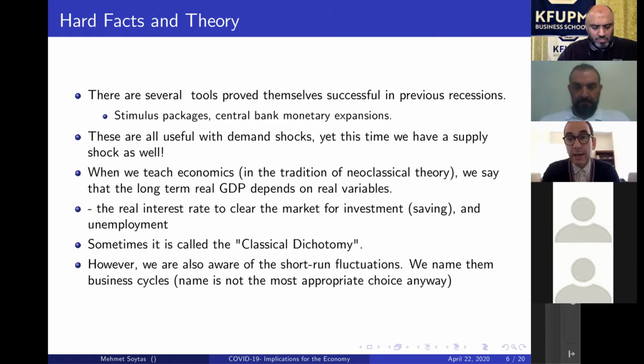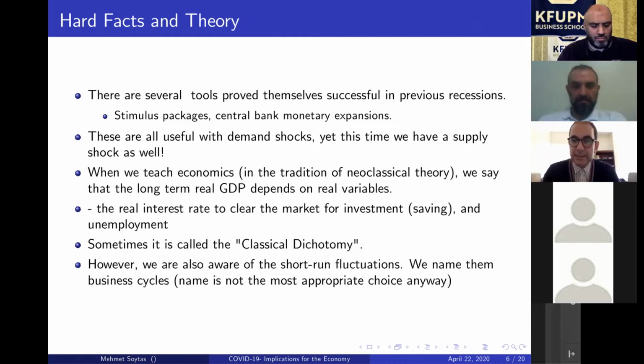Okay, and the other main real variable that we care a lot about is unemployment. Lots of macroeconomists spend a lot of time understanding unemployment dynamics, right? How much of it is structural, how much is temporary, and what the policies could be to possibly decrease unemployment in the long run. Okay, and this idea that real variables depend on real things in the economy is sometimes named the classical dichotomy, right?